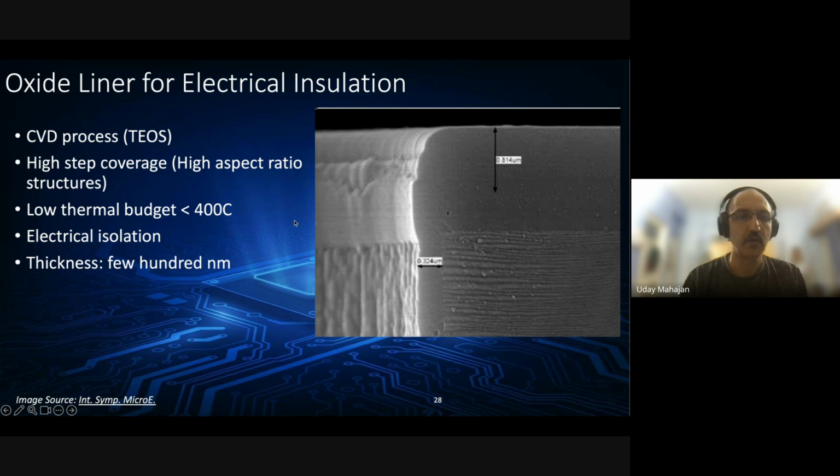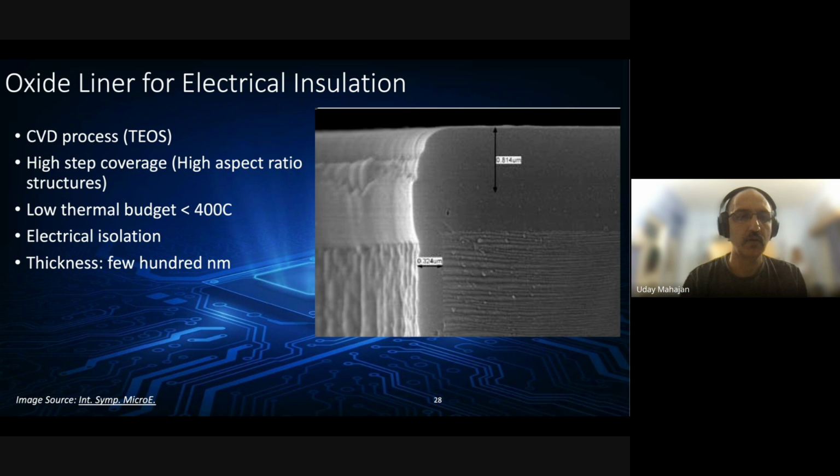So this gives you electrical isolation, right? You cannot have copper in the trench because that would be directly in contact with the silicon and of course poison the silicon and not create a functioning device. So it gives you insulation. This is deposited, of course, at a low thermal budget, less than 400 C, and its thickness is typically a few hundred nanometers. Again, it depends on the width and the depth of the TSV.